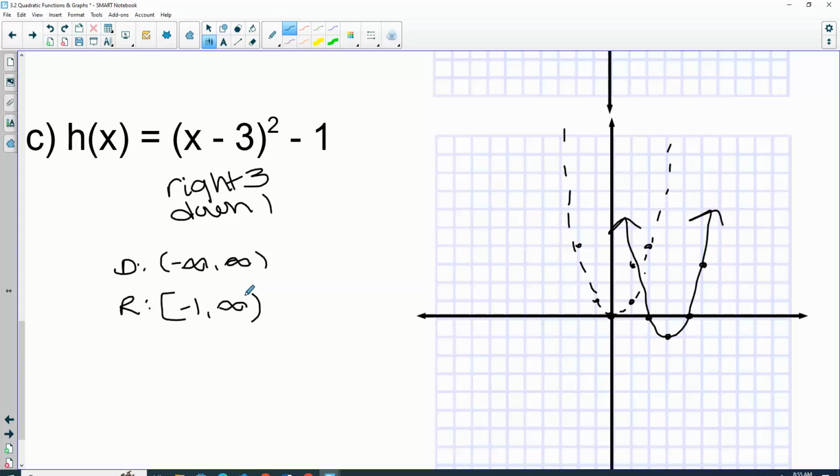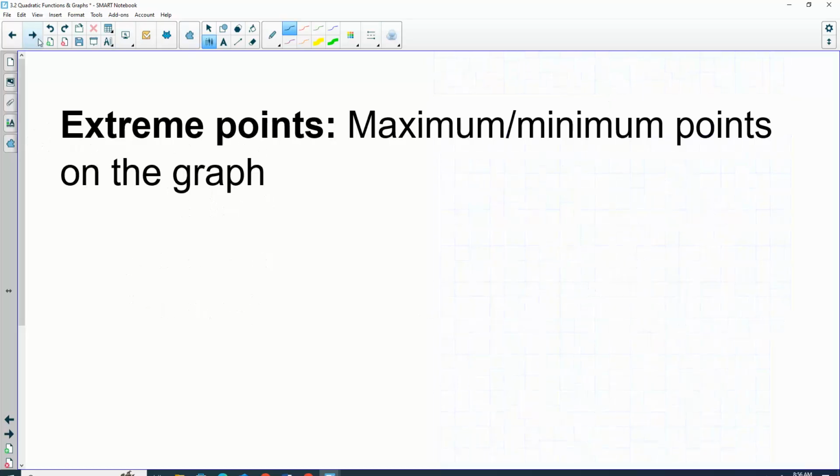So with this, we need to talk about extreme points. This point down here is the vertex of my graph. And that is the lowest point on the entire graph. It's sometimes called an extreme point because it's the lowest. If my parabola is upside down, we don't get a lowest point, we have a highest point. So those highest and lowest points are your extreme points, the maximums and minimums.